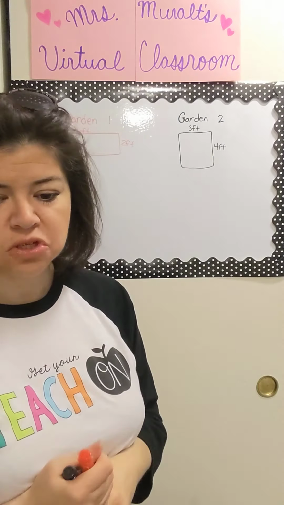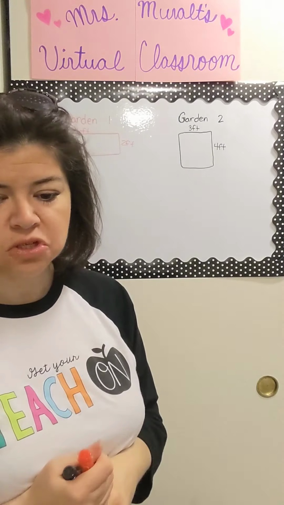Now, the area formula is length times width. So we have 6 times 2. And if we know our basic facts, what's 6 times 2? That's it, 12 feet squared. So that means inside we can grow 12 feet of things in our garden.